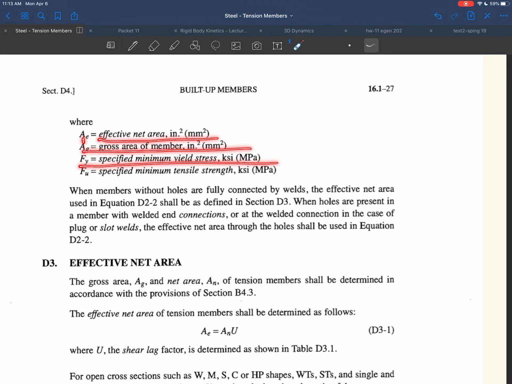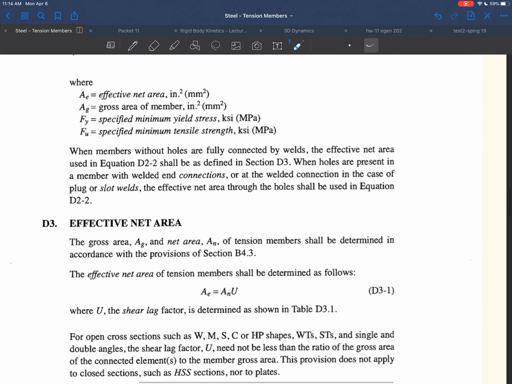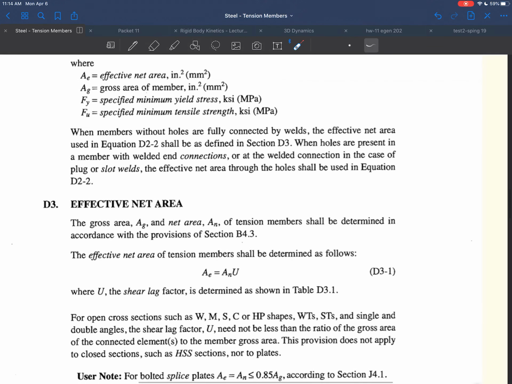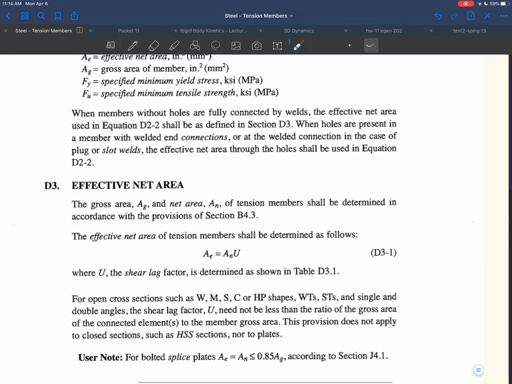Ag is the gross area of the member. Fy is the yield stress. Fu is the specified minimum tensile strength, and that's the ultimate strength. Okay. When members without holes are fully connected, when holes are present in the member with welded connections, and another.